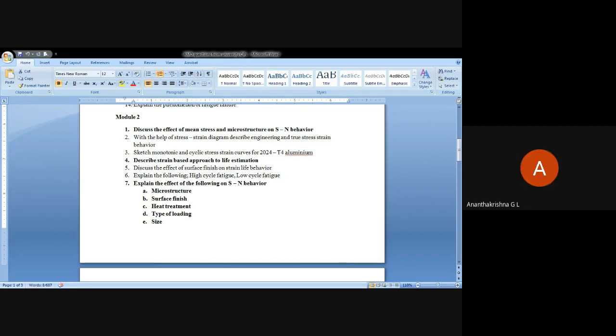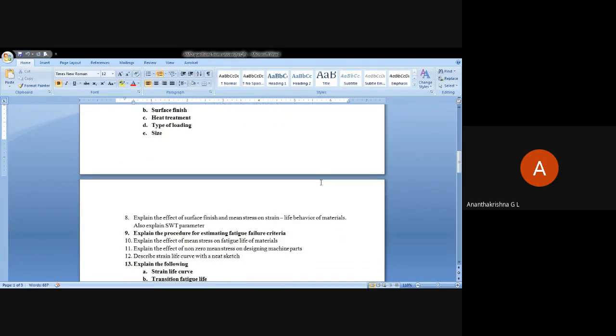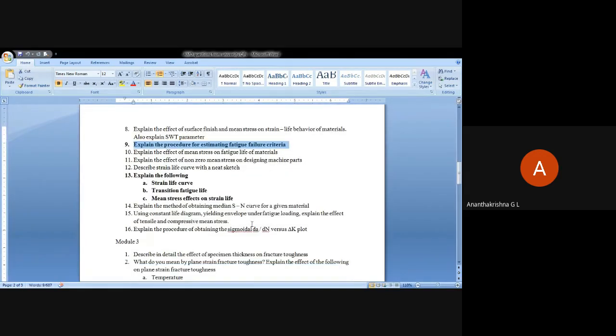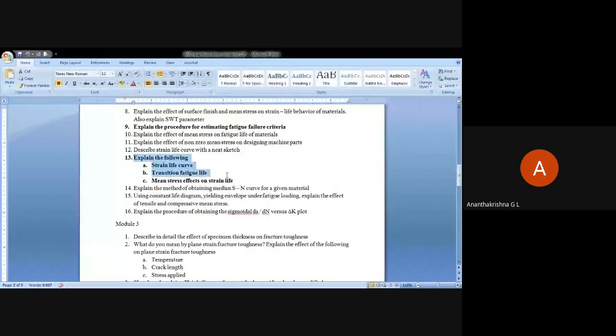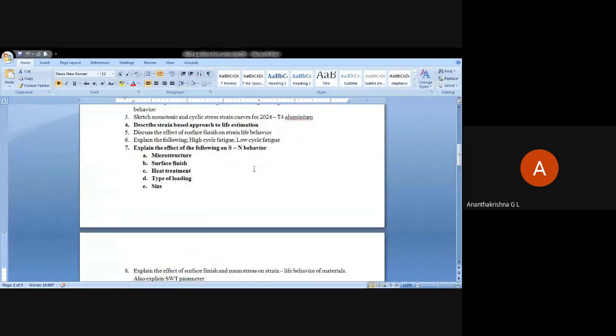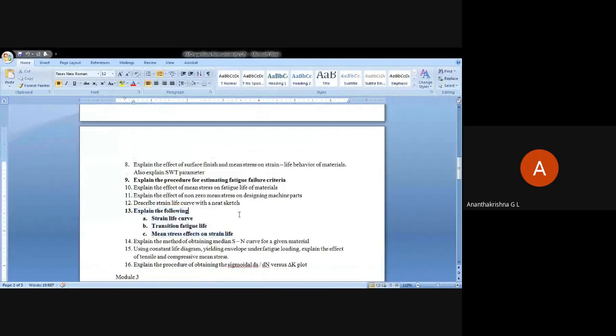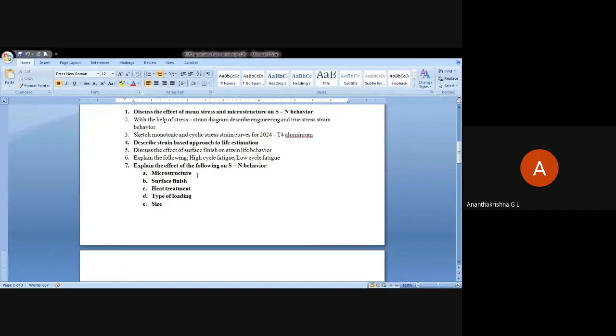So what we'll do, take these questions first. Describe strain-based approach to life estimation. Explain the effect of the following on SN behavior. Explain the procedure for estimating fatigue failure criteria. And the last one is: explain the following: strain life curve, transition fatigue life, mean stress effects on strain life. Note down these four questions first.